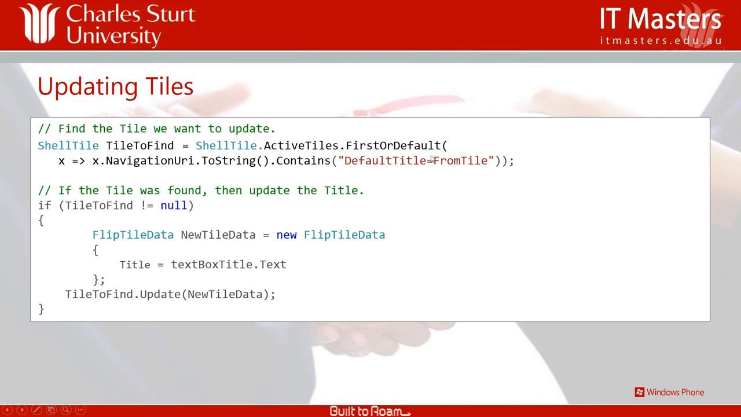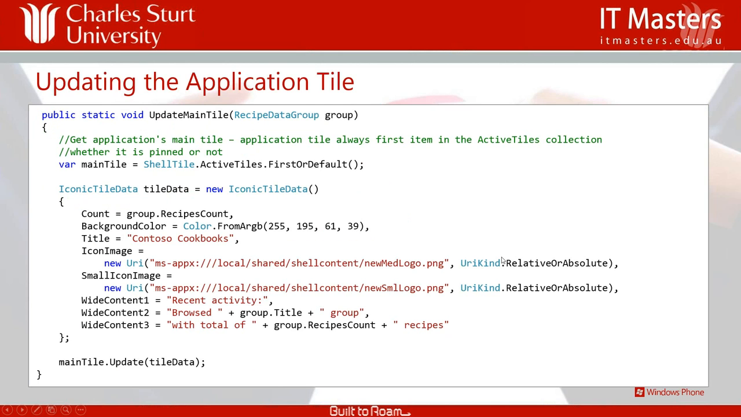Updating tiles is literally a matter of locating the right tile. Okay, so here we're iterating through the active tiles to find the one that contains default tile equals from tile as part of the URI. And once we've found that, we can then specify the new data that we want to apply to that tile. So again, we can update the application tile, remembering that we can't change the template that we're going to use for our application. Okay, so literally we're just updating the content for that tile.